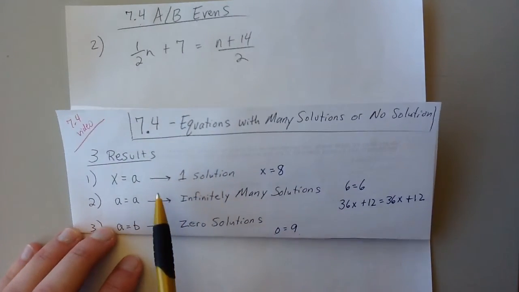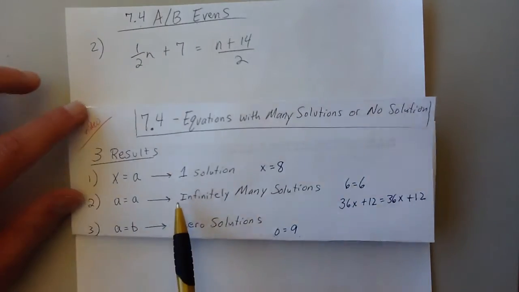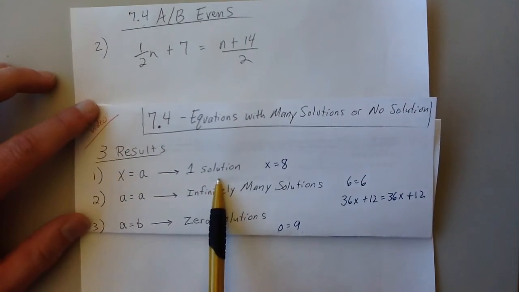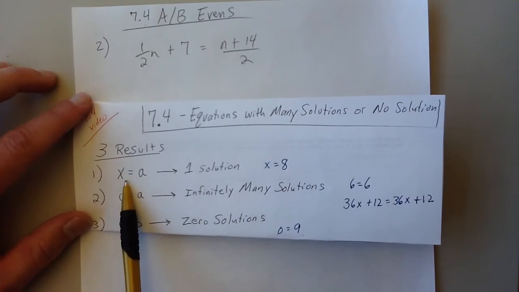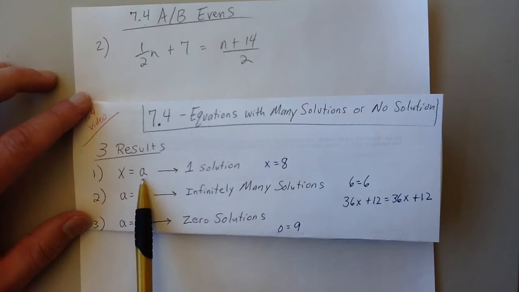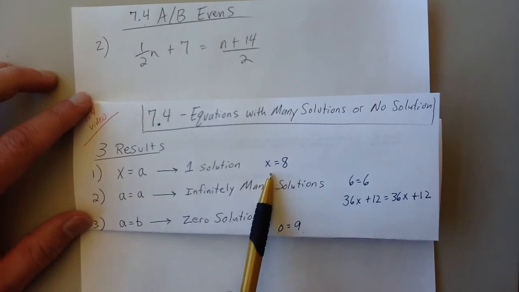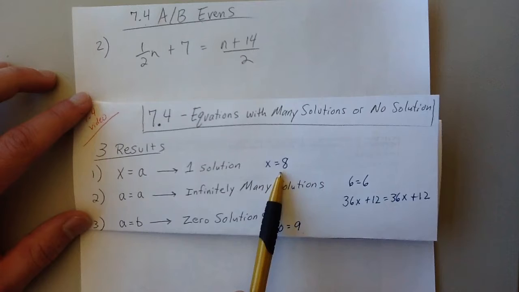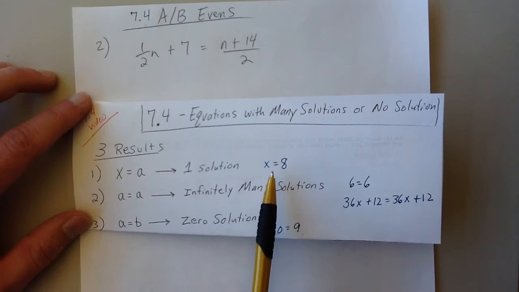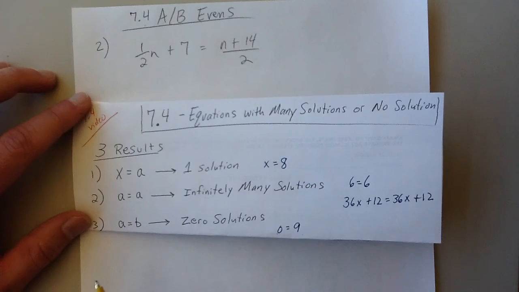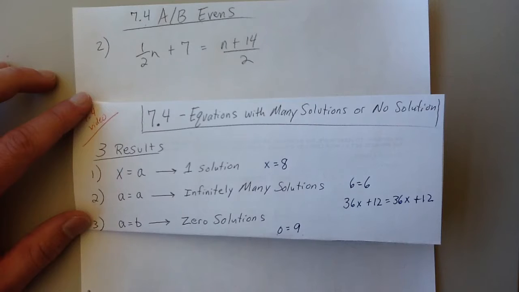An equation can have 3 results. The first one is it can have one solution. If you get x or some variable equal to a number, that has one solution. For example, x equals 8. This would mean 8 is the only value for the variable x that would make the equation true.